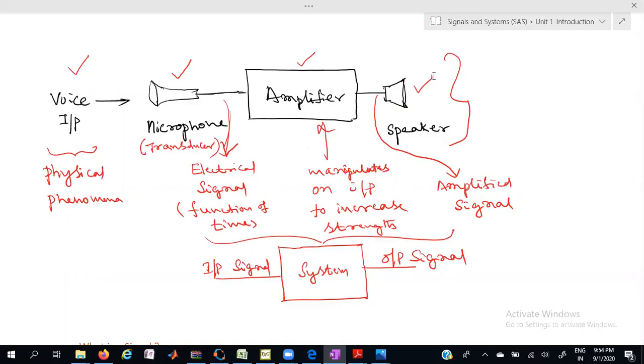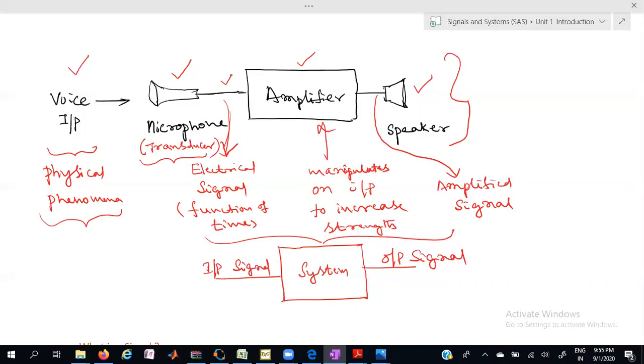What you notice here is the voice input, as you know, is a physical phenomenon. Depending on the variations in the voice, you will have different magnitudes, and this physical phenomenon is supposed to be converted into an electrical signal. So a transducer needs to be used here. A microphone, as you know, converts a physical signal into an electrical signal. So the output that I get here is an equivalent electrical signal of the voice input, and by just increasing the strength of this using an amplifier, we can obtain an amplified signal.